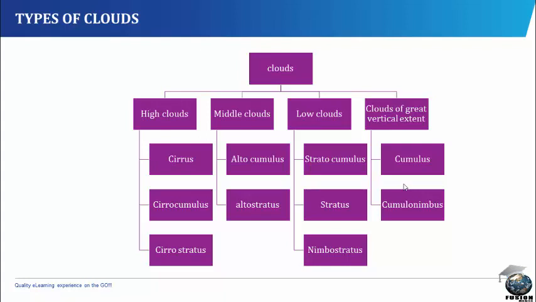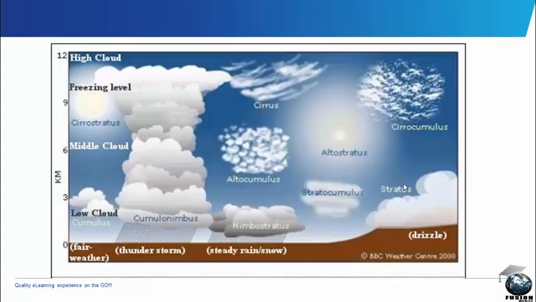The diagram here explains the types of clouds. This is also a diagram to show the various types of clouds and their formation. For example, the cirrostratus, the altocumulus, the altostratus. This diagram here helps to give a little more understanding.